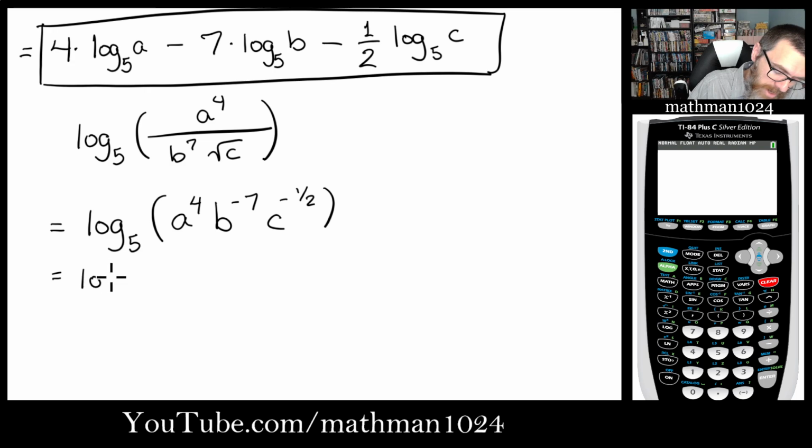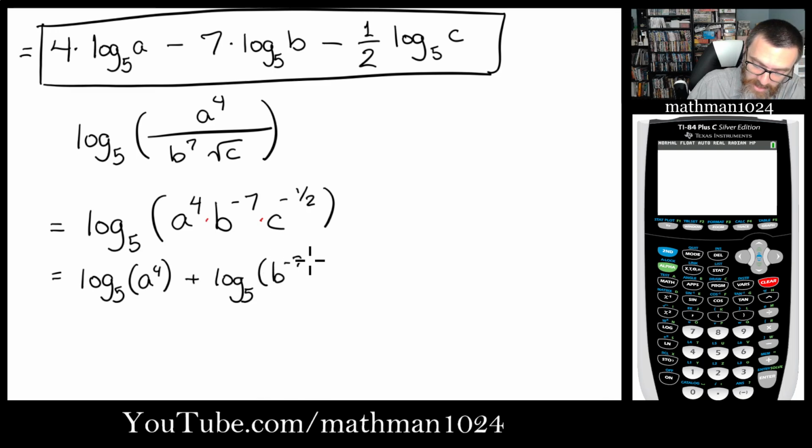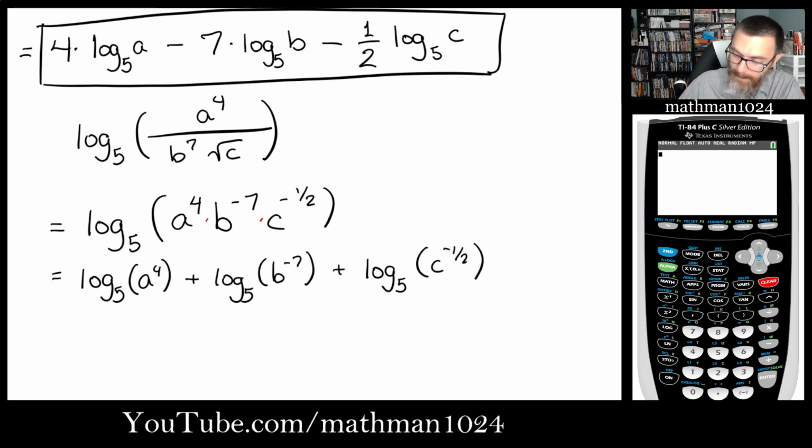So then the next property would say you have a big product inside here. You've got a times the b times the c. So we have log base 5 of a to the 4th plus log base 5 of b to the negative 7th plus log base 5 of c to the negative 1/2. And now all of these powers get to come out in front. So you'll see here that I didn't work with any subtraction by having a quotient. I just rewrote the factors inside with the negative powers since they were coming from the denominator.